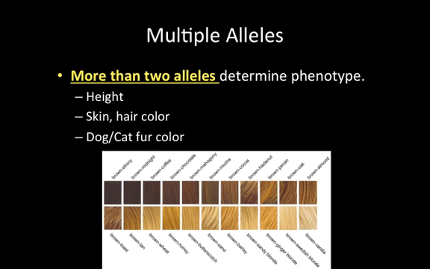Same with skin color and hair color. Dog and cat fur have multiple alleles that are present as well. So we're going to look at these and develop a real good understanding of how these occur. So you look at the hair color below, there's just a wide variety of different hair colors that are present, and that is because there are multiple alleles. There are several different traits and different genes that determine hair color, height, and skin color.